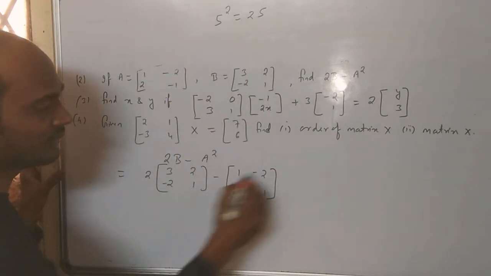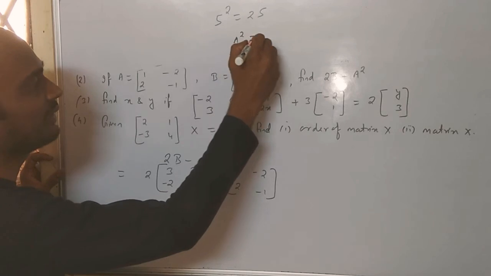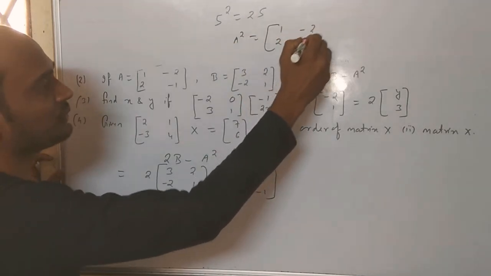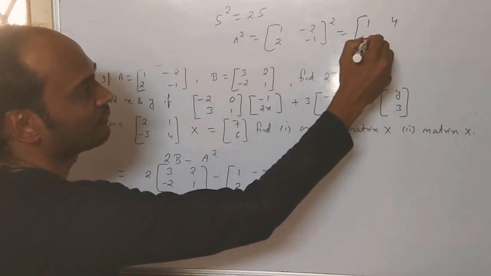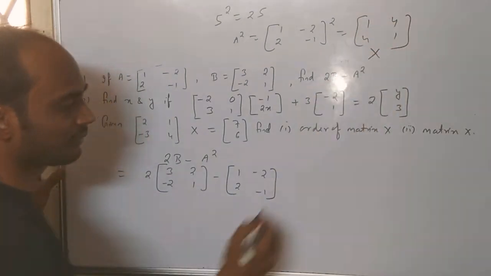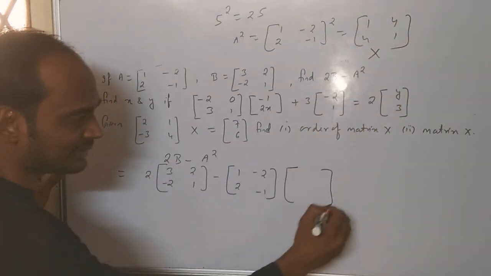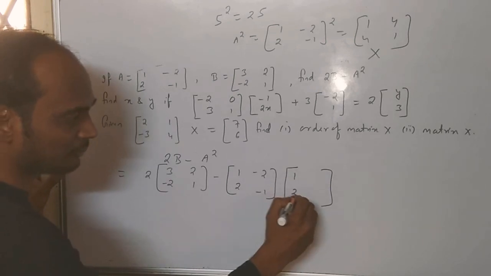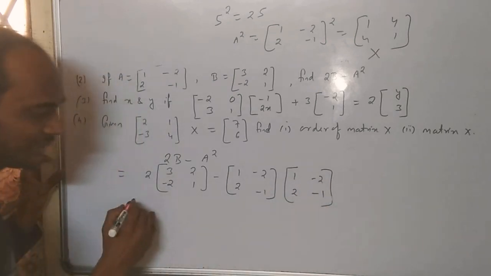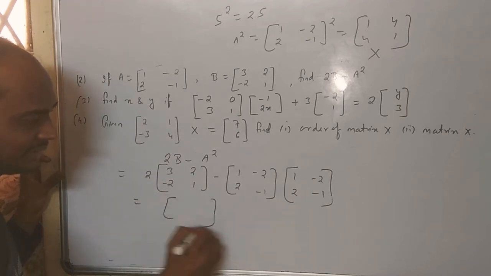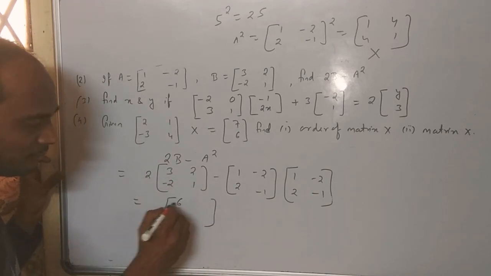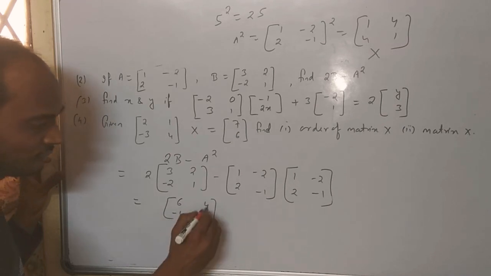Generally what children do is, when it is asked A square, they write 1, 2, minus 1 square and they write the answer as 1, 4, 4 and 1. This is completely wrong. When you are multiplying two matrices, they are written like this and you have to multiply by the usual process of multiplication of matrices. You know that when a number is multiplied with a matrix, each of the terms is multiplied with the number. So 6, minus 4, 4, 2.